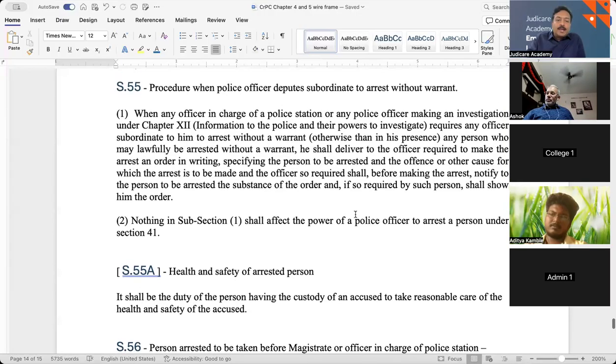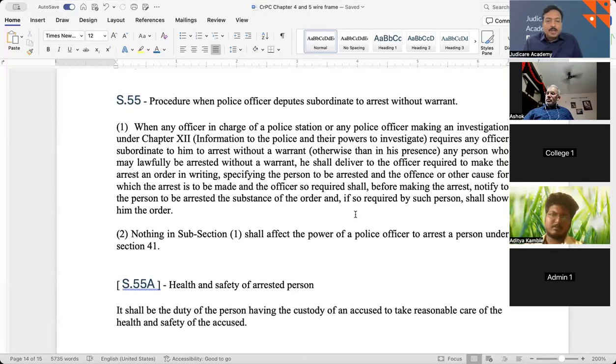Now, 55A was added. Now, health and safety of arrested person. It shall be the duty of the person having the custody of an accused to take reasonable care of the health and safety of the accused. Means any accused which is kept in a police station or judicial custody in a particular jail, the jailer of that jail or the in-charge of the police station is a responsible person to ensure the health of the custody. So health and safety obligation is added via 55A.